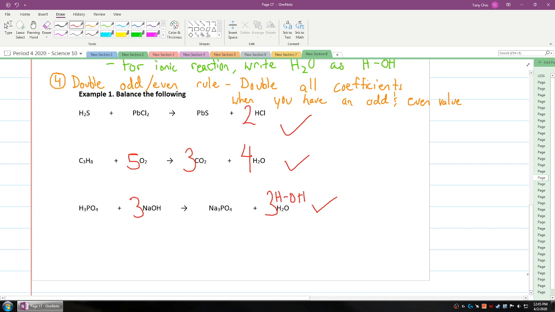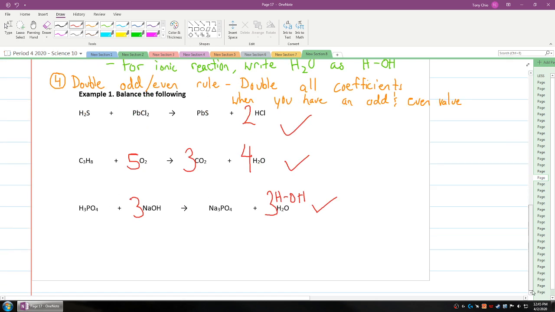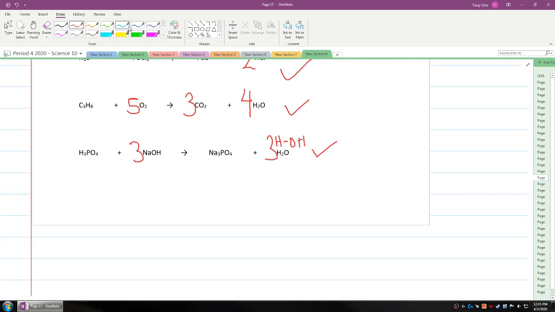So these 3 examples are going to show you how to balance using the first 3 rules. But now I'm going to show you an example that deals with the double odd even rule. So let's try this example. If you have some space in the bottom of your notes, I want you to write, just by adding 1 extra carbon, 2 extra hydrogens, this double odd even rule comes into play. So we're going to write C4H10 plus oxygen gas still will react to form still CO2 plus H2O. Okay, so here's a reaction. This is where we're going to use the double odd even rule.